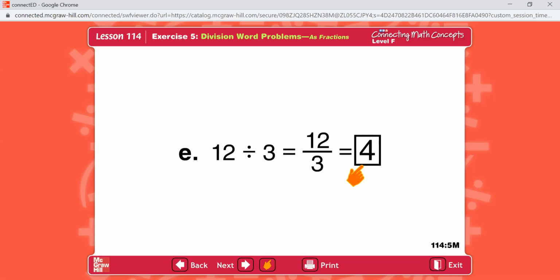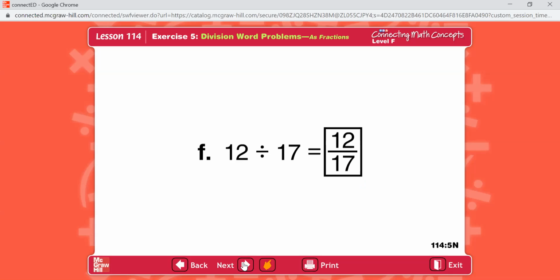Problem F, you divide 12 into 17 equal parts. 12 divided by 17 is a fraction. Here's what you should have. It can't be anything else. It's not a top-heavy fraction, so it can't be a mixed number, and it doesn't divide into each other. So it is what it is.